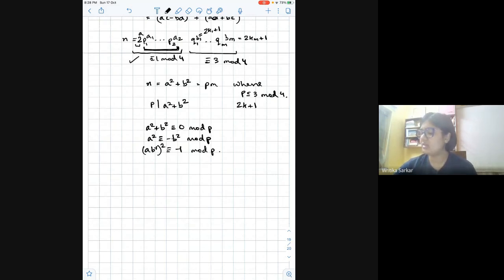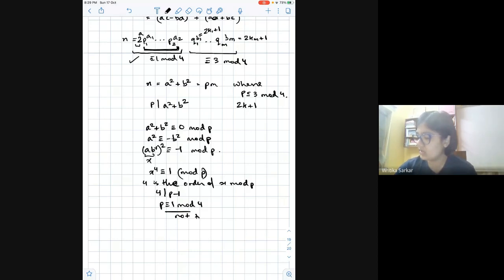There cannot be an element x such that x squared is minus 1 modulo p, because then if we let this be x, you'd have x to the 4 is congruent to 1 mod p. And you see that 4 is the order of x mod p. And since the order always divides p minus 1, you'd actually have p congruent to 1 mod 4, which is not true, right? So even this can't be true. So the only possibility is that p divides b.